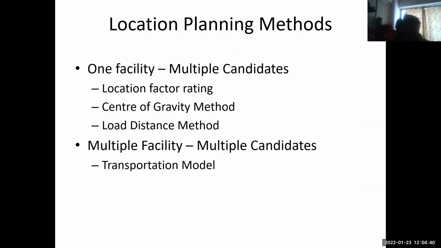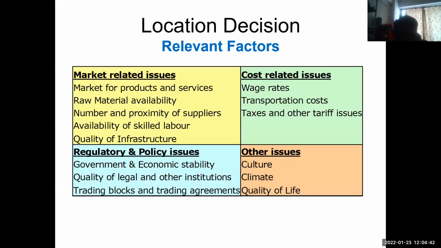Sir, what are these trading blocks? Trading blocks, in regulatory and policy issues? The third one is the trading blocks. It is about what kind of trade policies that particular location promotes.